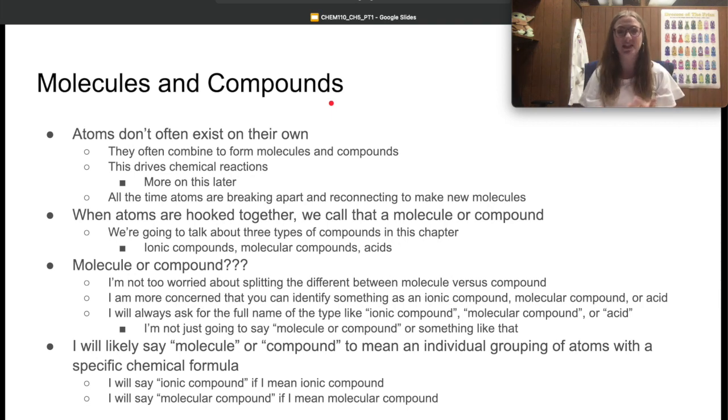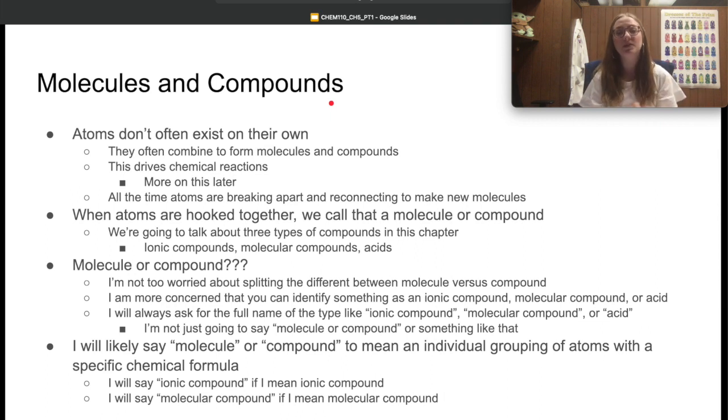Atoms don't really often exist on their own. They often combine to form molecules and compounds, and this drives a lot of chemical reactions, which we're going to talk about later in this unit. All the time, atoms are breaking apart, reconnecting, breaking apart, reconnecting to make new molecules time and time again. When atoms, again, are hooked together, we call that a molecule or a compound, as we talked way back in like Chapter 1, Chapter 2 time.